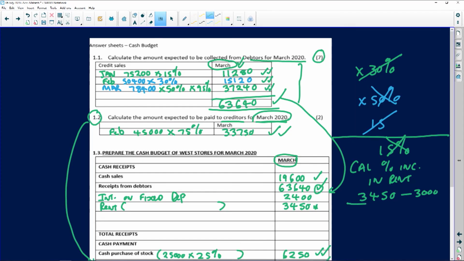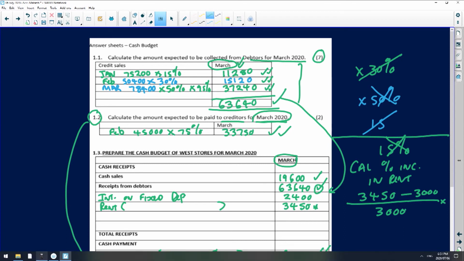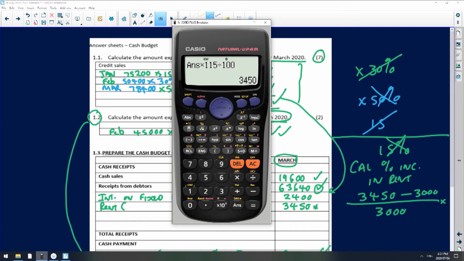In this case, 450 Rand. You will then divide this by the old rent, which is an amount of 3,000, and finally multiply your answer by 100, and that should give you the 15%. I don't have space here. So why am I doing this? Because it often appears in your exam.